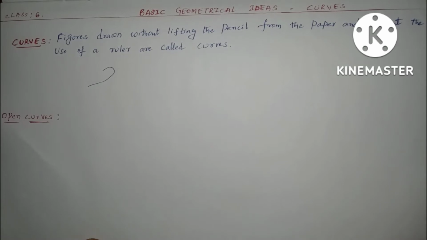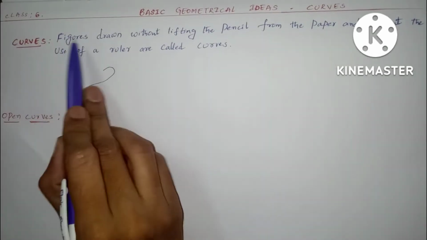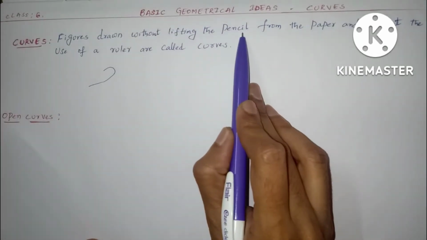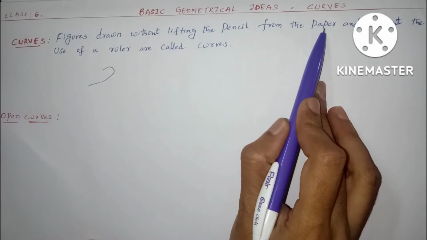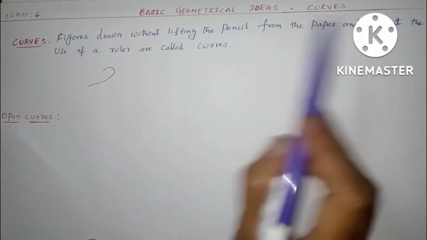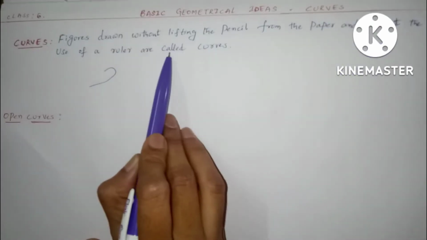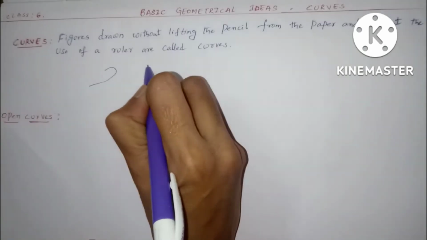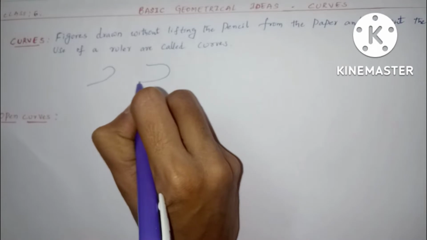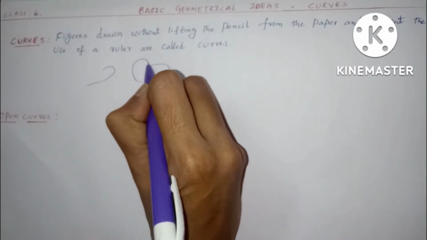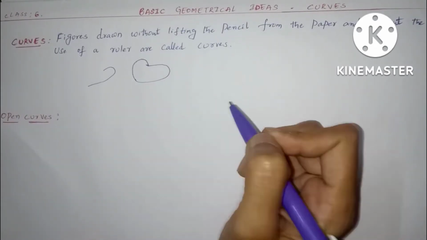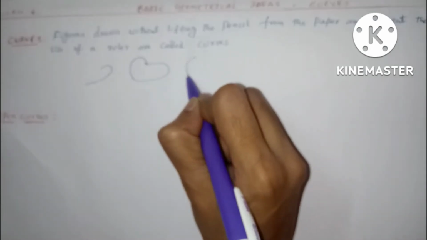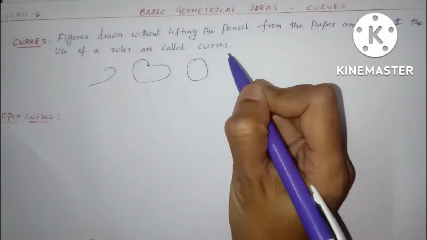Curve. How are we going to define a curve? A figure drawn without lifting the pencil from the paper and without the use of a ruler is called a curve. For example, this is the starting point. I am not lifting my pen tip and I am drawing one figure. This is a curve, or else this is also a curve.